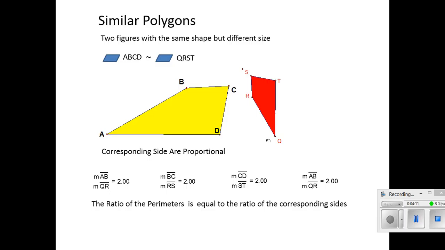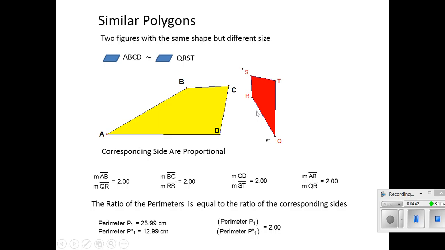And therefore, if we add all the sides, then we get the perimeter. We would find that the perimeters of these two figures have that same ratio, because the perimeter is nothing more than the sum of the sides. So the perimeters are in the same ratio. Now, what do you think? Do you think the areas are in the same ratio? This yellow polygon has sides which are twice as large as this.